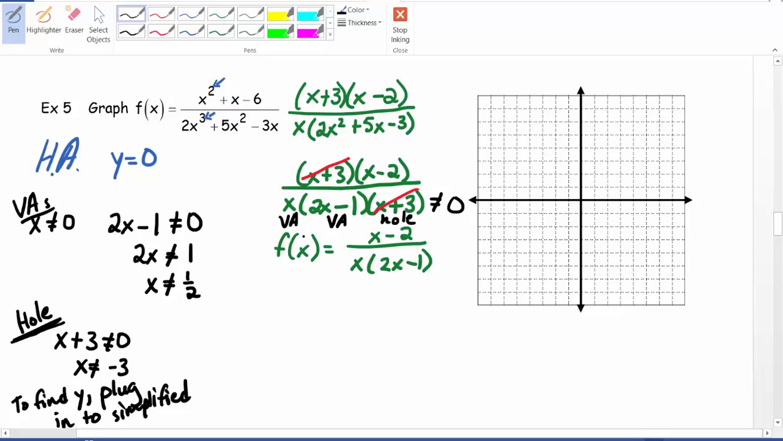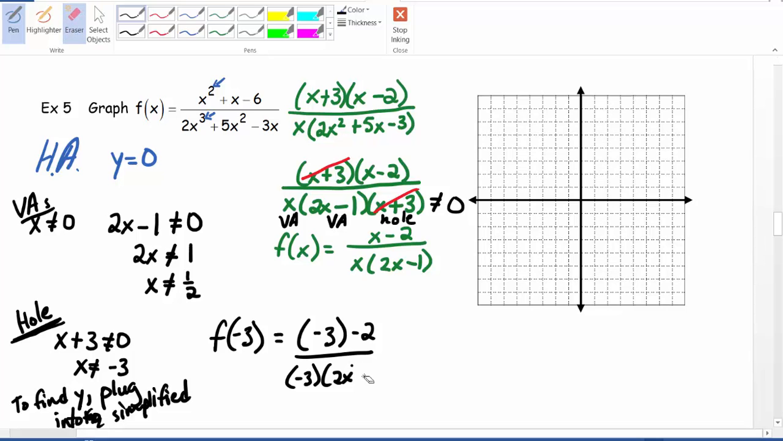So that comes from this simplified f of x is equal to (x minus 2) divided by x times (2x minus 1). This actually should have been 2. There we go. So just again throwing -3, that x value that it cannot be, into the simplified version, we end up with (-3 minus 2) over -3 times (2 times -3 minus 1).